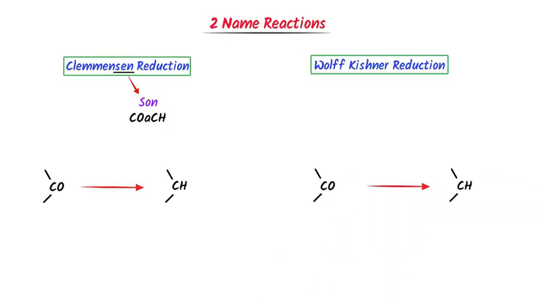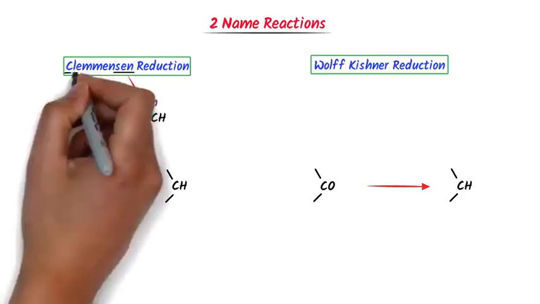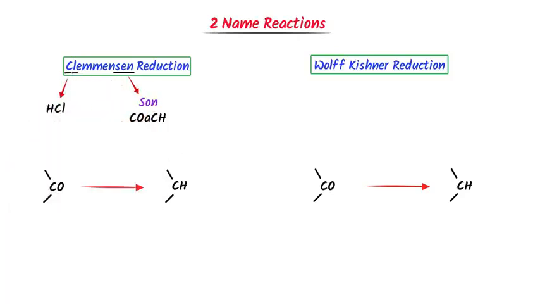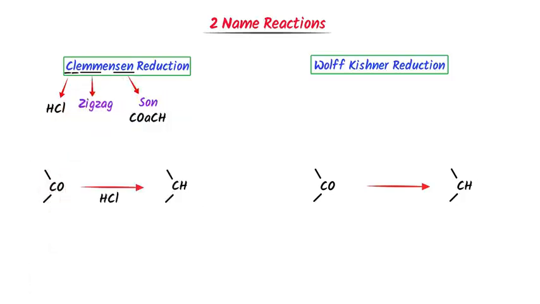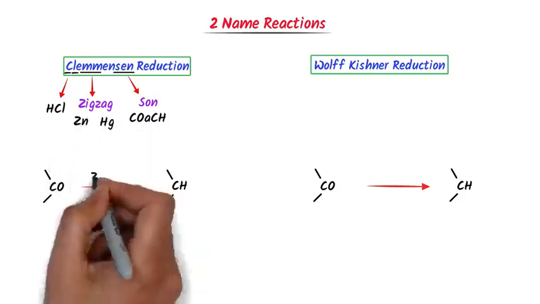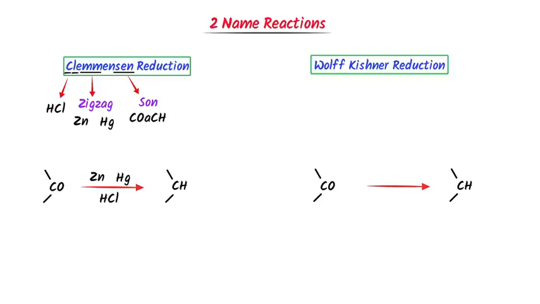Now what about the other reactants of the Clemmensen reaction? Well, this Cl reminds me of HCl. So I write here HCl. Secondly, this MM reminds me of a zigzag line. Here, this Z stands for zinc and G stands for Hg. So I write here zinc and Hg. This is the complete Clemmensen reaction.